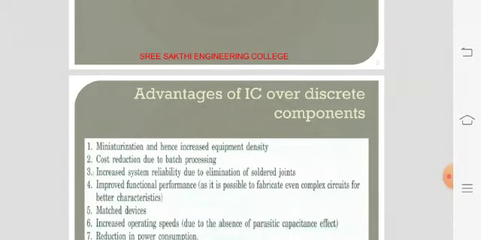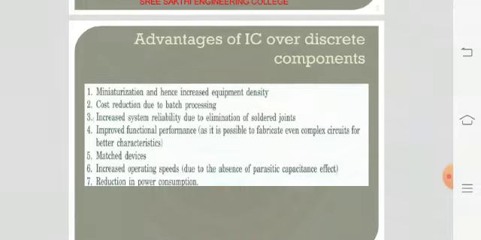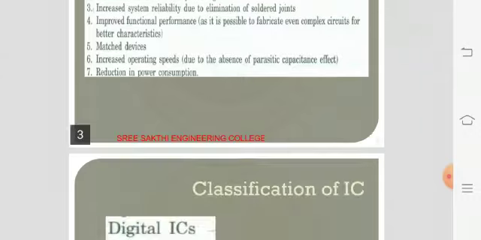So, advantages of IC over discrete components. First advantage, miniaturization and hence increased equipment density. Second, cost reduction due to batch processing. Third, increased system reliability due to elimination of solder joints. Number 4, improved functional performance as it is possible to fabricate even complex circuits for better characteristics. Number 5, matched devices. Number 6, increased operating speeds due to the absence of parasitic capacitance effect. Number 7 is reduction in power consumption.